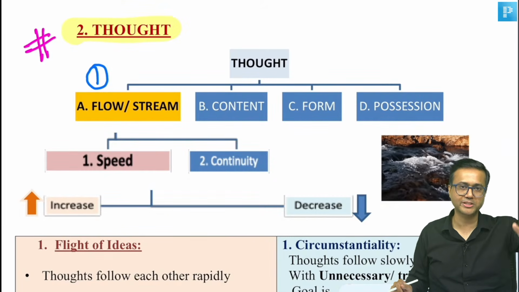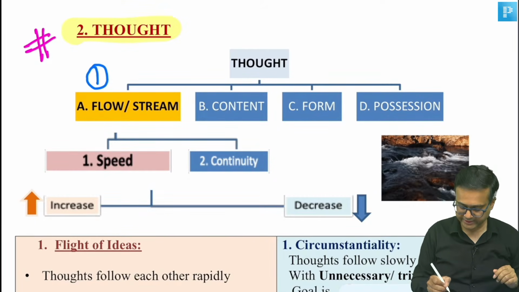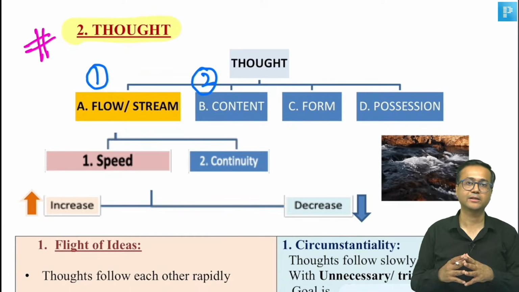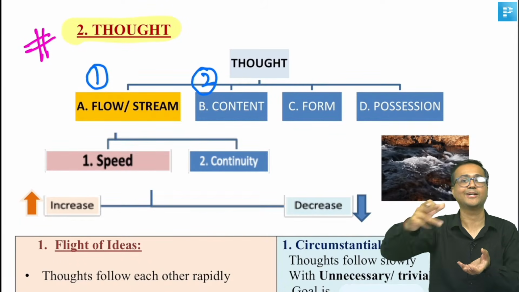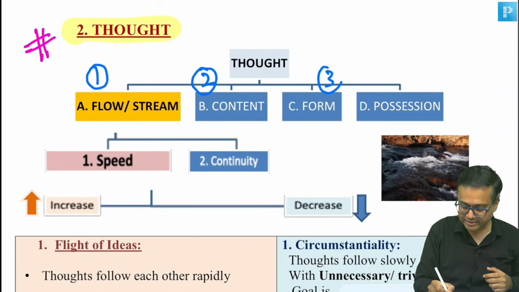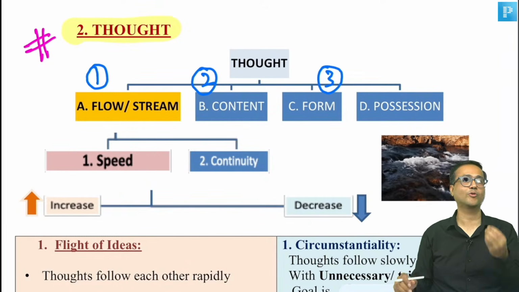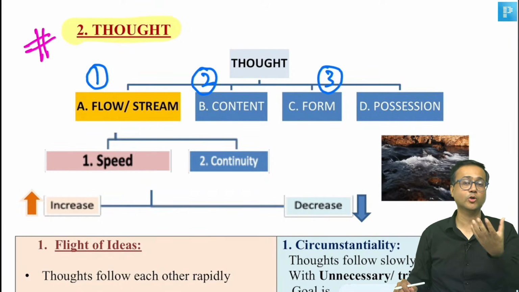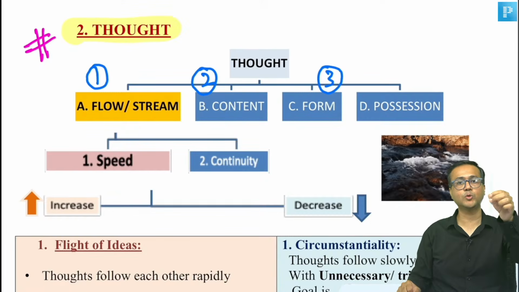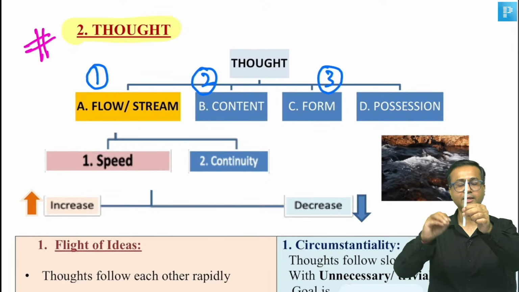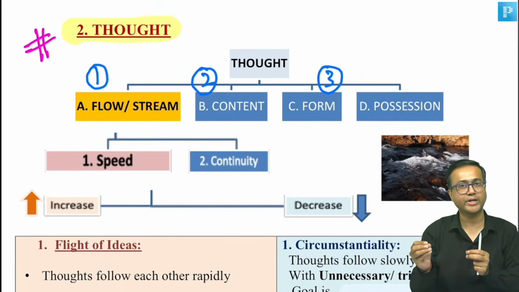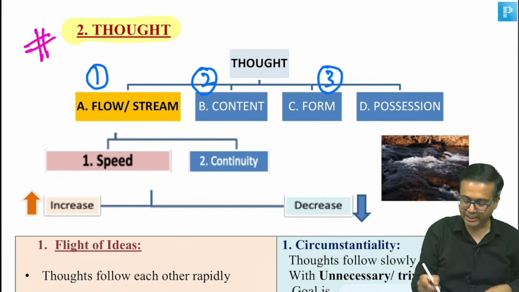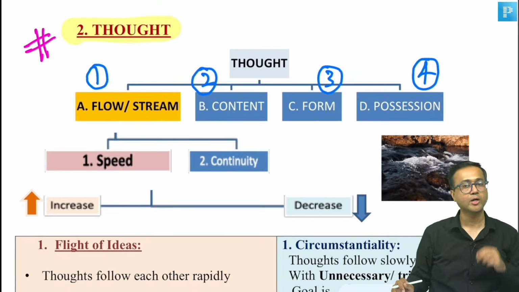So the first problem can be of what? Of this flow. Second, we'll discuss problem of content. Content means whatever the person is thinking; the problem is in the content of his thought. Third, slightly tricky, we'll discuss what is form. Form means structure or organization. Beta, like this pen I am holding, it has a shape, a structure. Similarly, our thoughts also have a structure. When that is affected, then we say it is abnormality of form. And lastly, we'll discuss abnormality of possession.